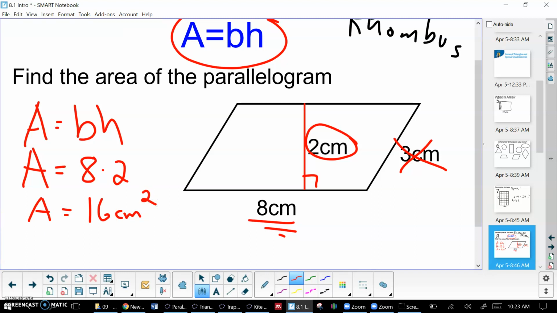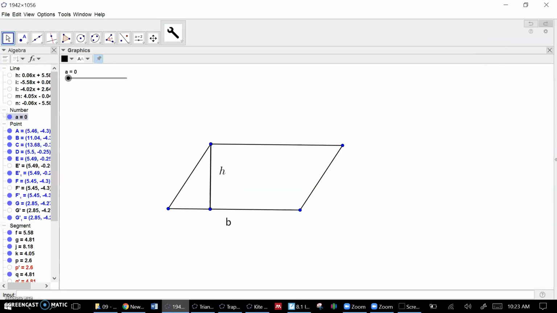Now, like I said, the biggest thing I want to look at today is where these come from. So I've got a little GeoGebra thing ready that shows you how to prove that this is actually the formula.